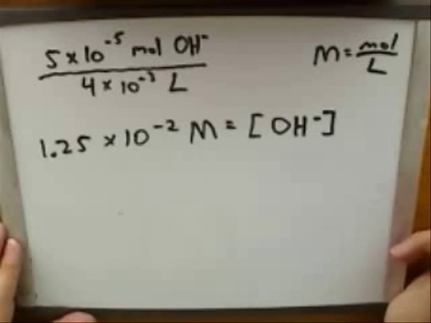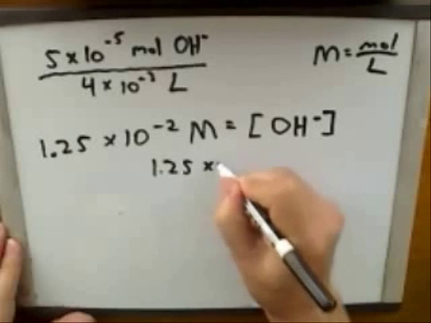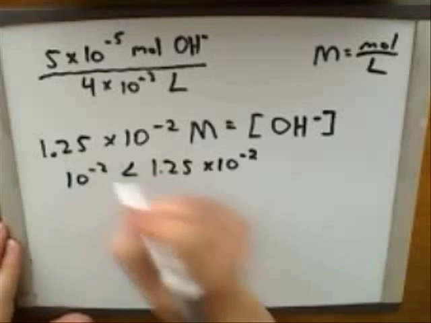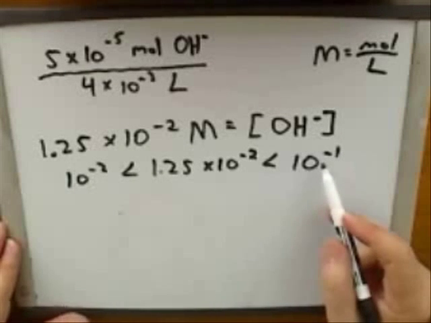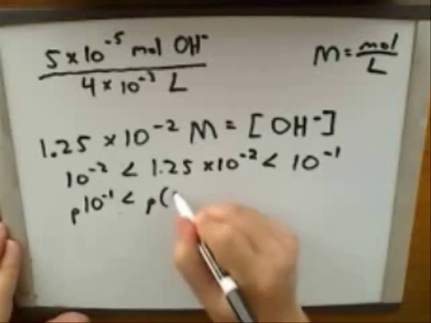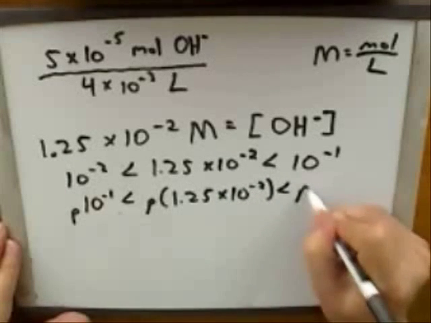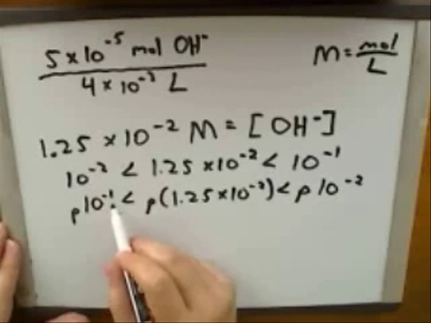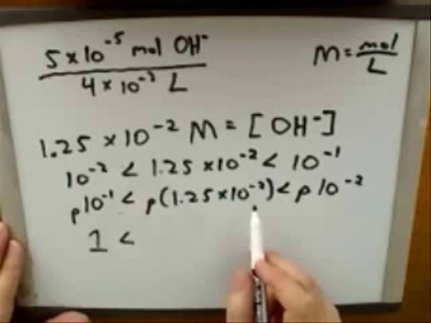And now we can try to find the pOH. So we're focusing on 1.25 times 10 to the -2. Well, that would be bigger than 10 to the -2 and smaller than 10 to the -1. This is the biggest number in the inequality, so it has the smallest p. This was the smallest number in the inequality, so it has the biggest p. P of 10 to the -1, well, we just take the negative of the exponent. And this term in the middle is the pOH.